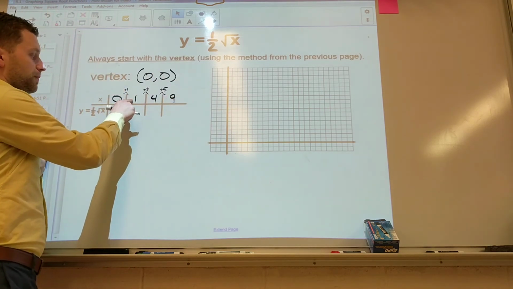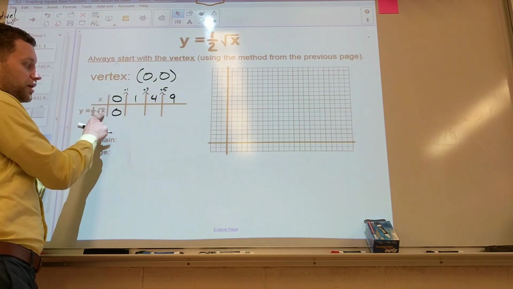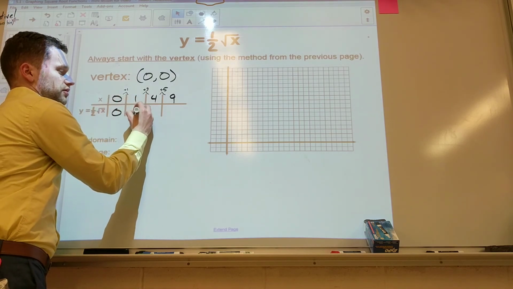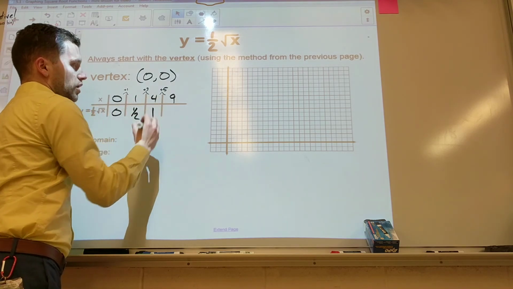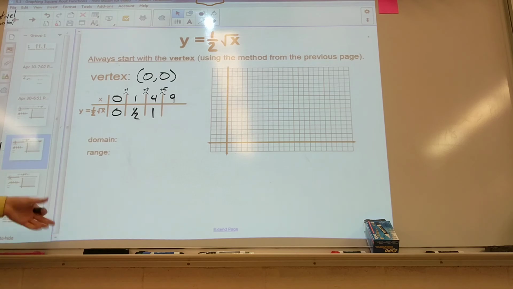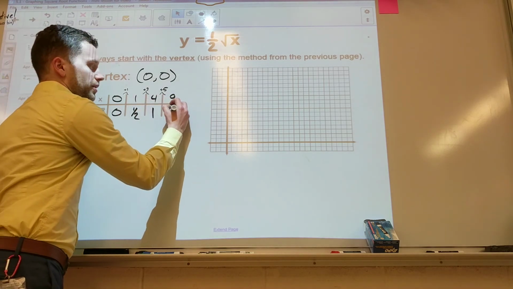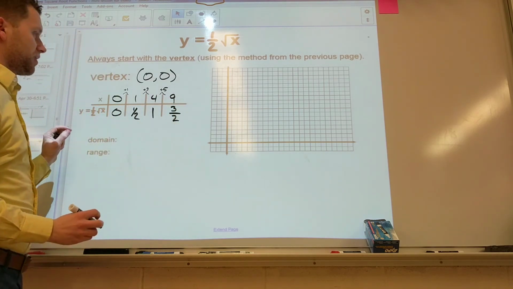So we can go ahead and plug these in. Plug in a 1. The square root of 1 is 1 times a half gets us a half. Plug in a 4. The square root of 4 is 2 times a half will get us 1. And then 9, the square root of that is 3 times a half will be 3 halves. Okay, and we can graph it.